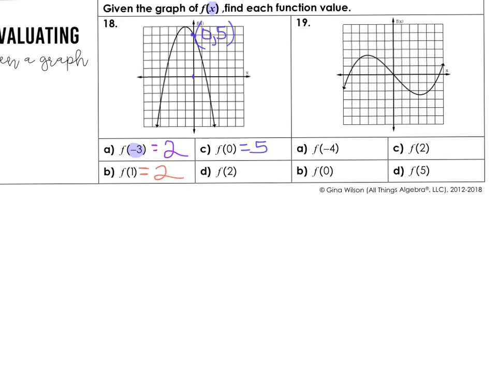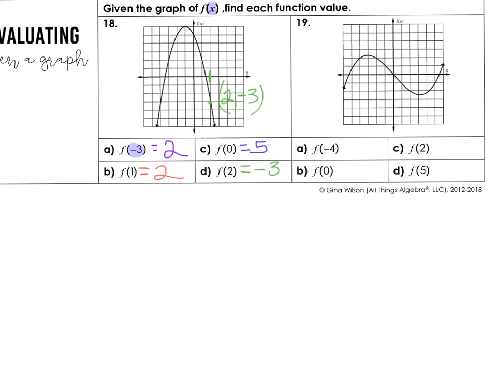And the last one here is f of 2. So when I go over to the 2, this time though, I can't go up because I will never hit the graph. I'm going to go down until I hit the graph, which would be right here. So those coordinates are 2, -3. So when my x is 2, my y is -3. So now looking at number 19, again, it's a graph. That's actually a sine graph, but we're not going to worry about that.